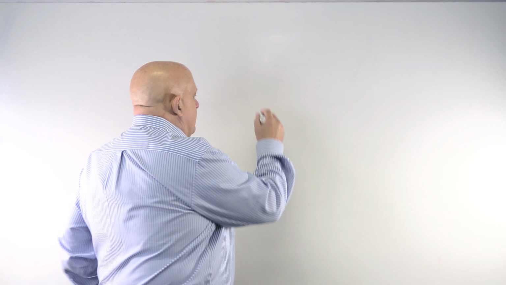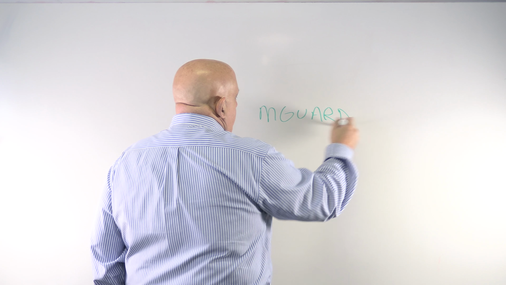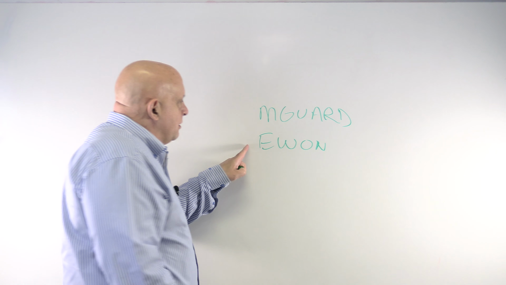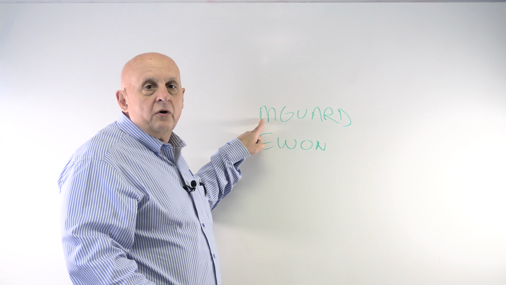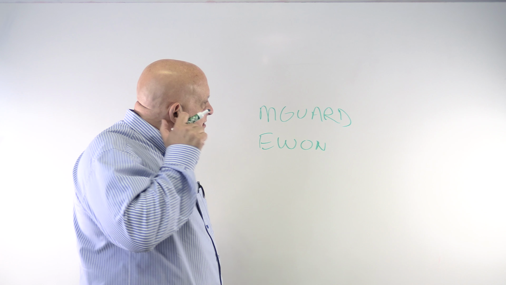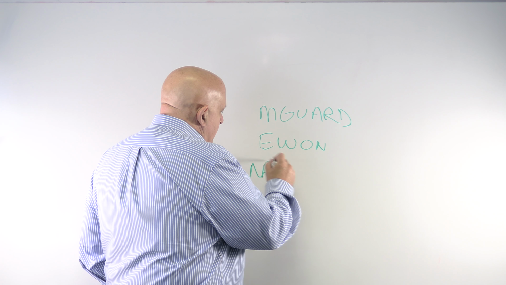Oh gosh, I get this question all the time. MGuard and Ewon, those are great products. But they're good at what they do. Everybody in the world has used the Ewon, and it's really good for remote access. MGuard is kind of a protection system, and then there are all kinds of NAT devices you can find.